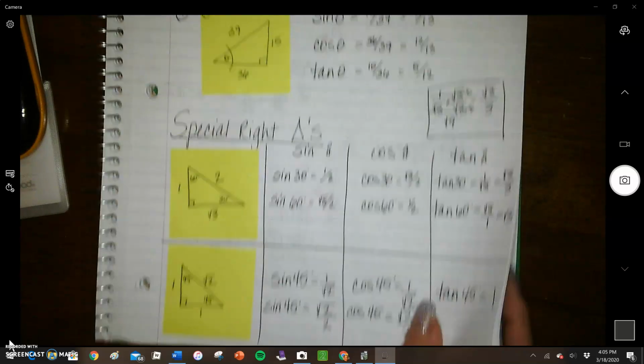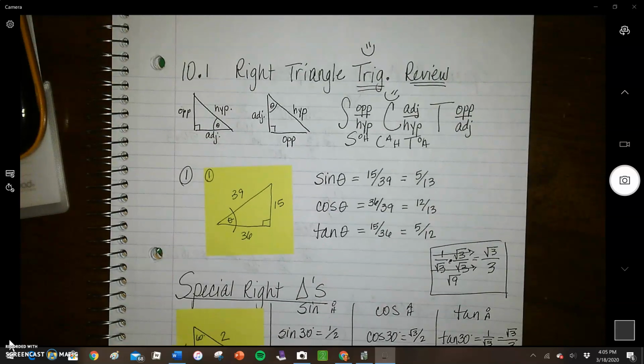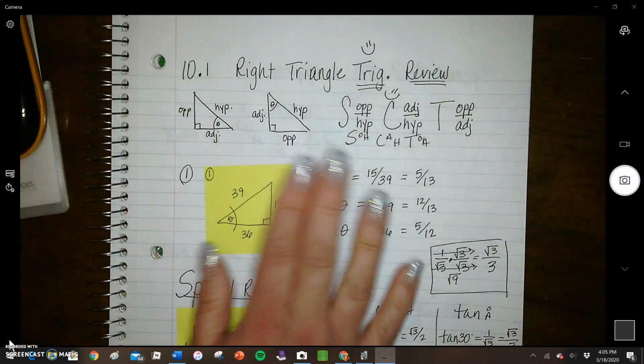I'm gonna very briefly go through this whole page with you, and then we're gonna do some examples, some word problems, and even some of the other trig functions, because these are not just it. So, all right, let's get going.